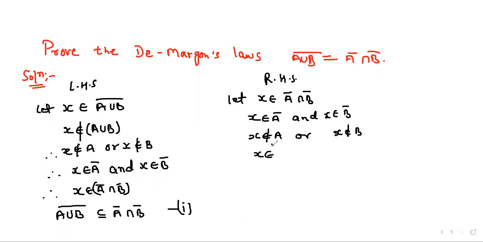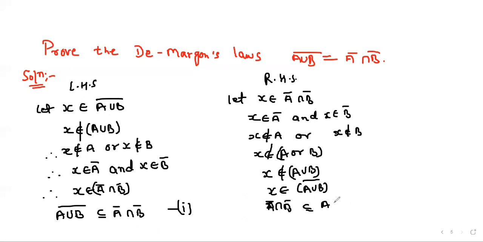So when you take common, X belongs to A or B means X belongs to A union B. Does not belong to means complement. X belongs to (A union B) complement. So this is a subset of the left hand side. So A complement intersection B complement is a subset of (A union B) complement.